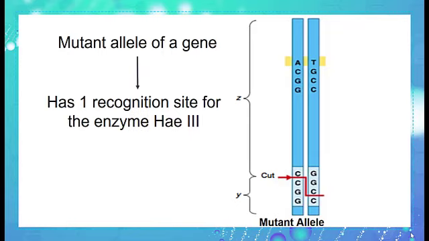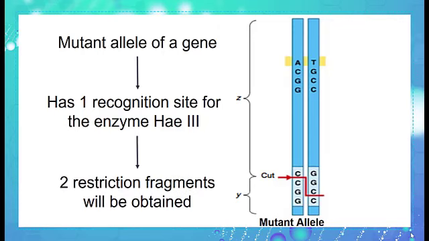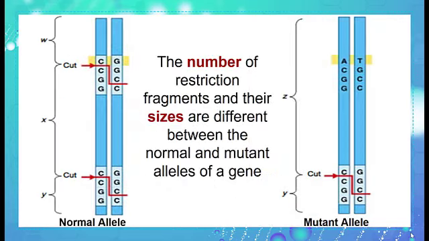You must have noticed that because of the mutation in this gene, only 1 recognition site is left for the enzyme HAE3, right? The other is no longer considered to be a recognition site because the sequence of nucleotides has been changed after mutation. Consequently, the enzyme will cut this mutant allele only once, and thus 2 restriction fragments will be obtained. So, actually, using HAE3 to cut this gene allows to know whether the allele is mutant or normal.